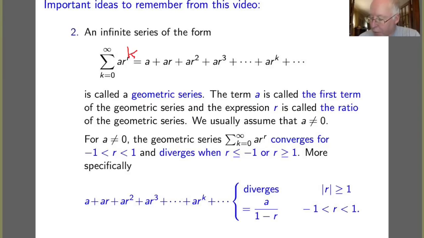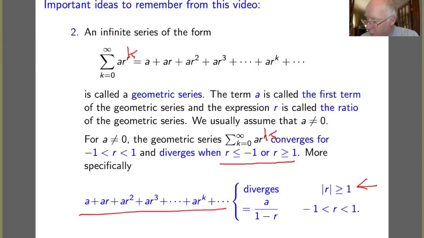Now, for a not equal to 0, the geometric series, summation of a r to the kth, converges if minus 1 is less than r less than 1, and diverges if r is less than or equal to minus 1 or r is greater than or equal to 1. We showed why the latter happens by using the nth term test. So more specifically, you want a series like this, and you should be able to conclude very quickly what happens. You'll know it diverges if that common ratio is at least as big as 1 in absolute value. And if that common ratio is strictly between minus 1 and 1, you can immediately write down the sum of the series as a over 1 minus r.